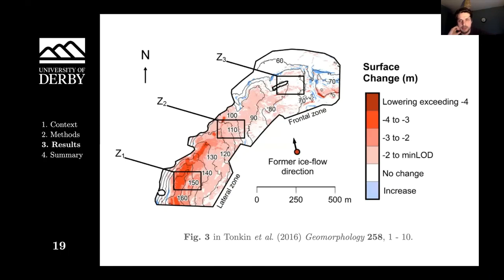In the lateral zones, we see lowering up to 4 meters and exceeding minus 4 meters over the study period. But towards the front of the moraine, we see much lower rates of landform transformation at this site. So there's a really interesting spatial variation, which is again reflected in our radar data. We see those ice-rich velocities derived from the lateral sections, and from the frontal sections we derive velocities more indicative of frozen diamicton.